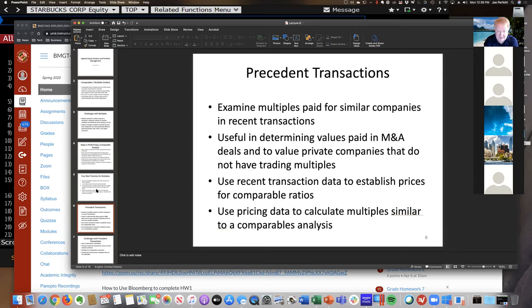If you're doing an M&A, if you're doing an IPO, if you want to value a private company, you can also look at sale prices in other deals as a way to help value things. So multiples can be used not just for valuation of publicly traded companies, they can be used for lots of different things.